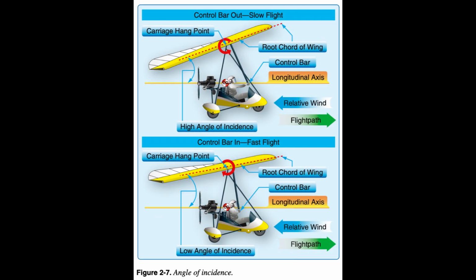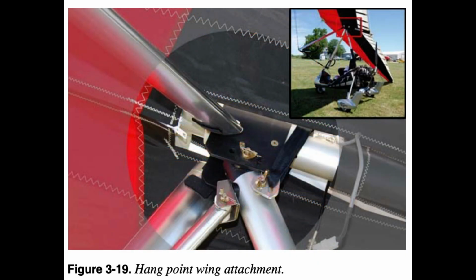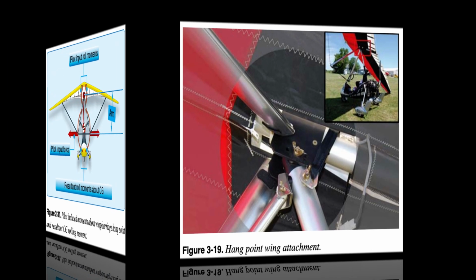This wing attachment is different for each manufacturer, but all designs have this hang point wing attachment so the control bar is always perpendicular to the longitudinal axis of the aircraft. This raising and lowering of the nose is the pitch control system for the WSC aircraft. Figures 2.7 and 3.19. Roll control system.